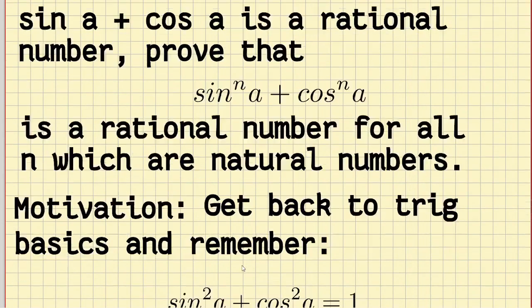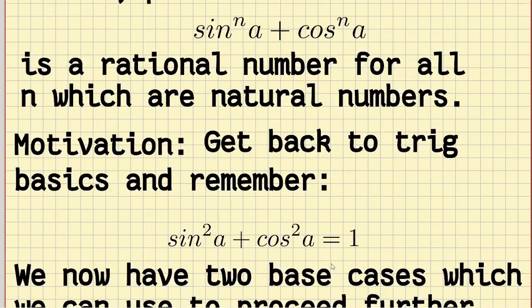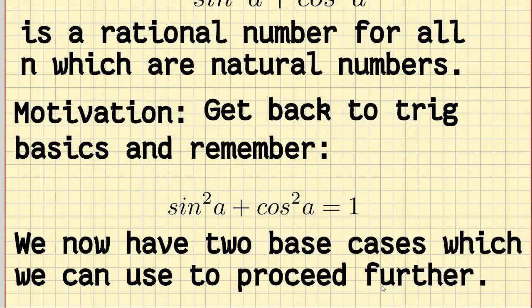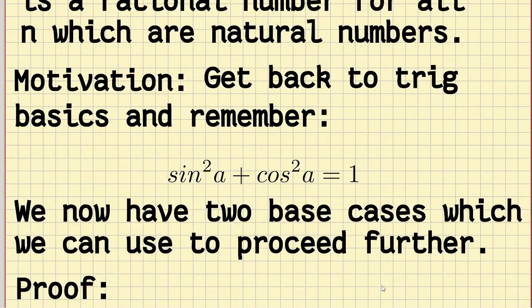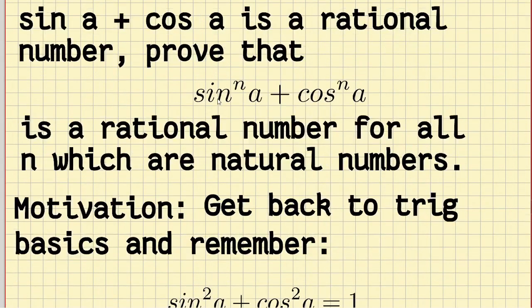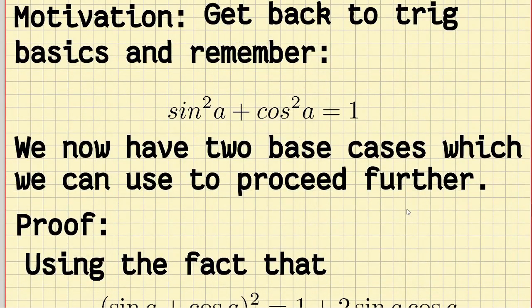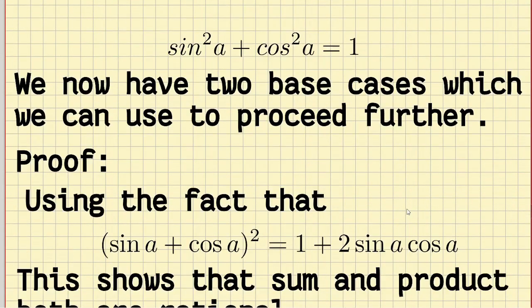So yes, get back to trig basics and remember sin squared A plus cos squared A equals 1. Very simple, but I am not going to provide the proof here, which is a simple application of Pythagoras. We now have two base cases which we can use to proceed further. See, what are our base cases? We are given that sin A plus cos A is a rational number, right? And I know that sin squared A plus cos squared A is also a rational number, which is 1. So I now have two cases and I can use them to proceed further. Let us see how. Using the fact that (sin A plus cos A) squared is equal to 1 plus 2 sin A cos A.